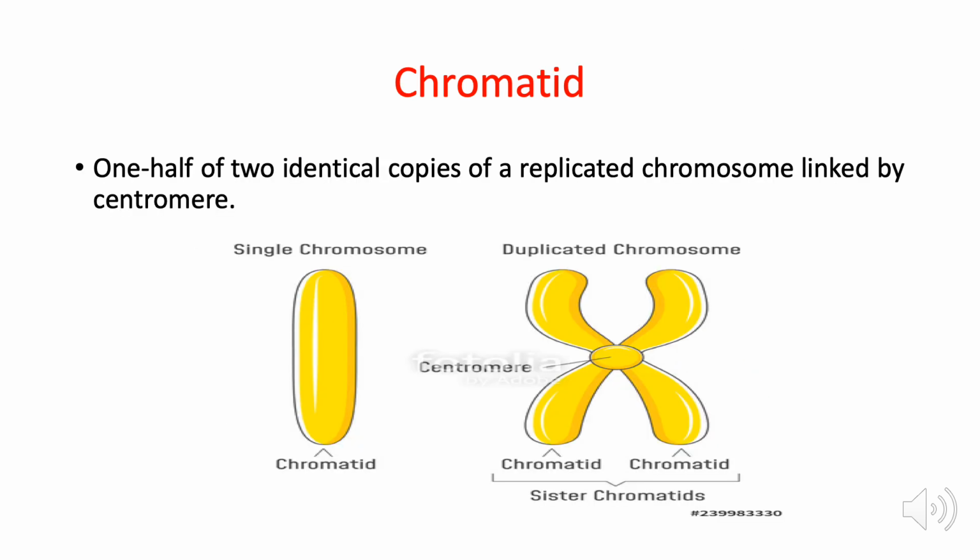Let's go to the term chromatid. Chromatid is one half of the two identical copies of a replicated chromosome linked by a centromere. So, I want you to take a look at the picture of a single chromosome. That single chromosome is also considered to have one chromatid. But if that chromosome will be duplicated, you will now have two chromatids linked together in the center by a centromere.